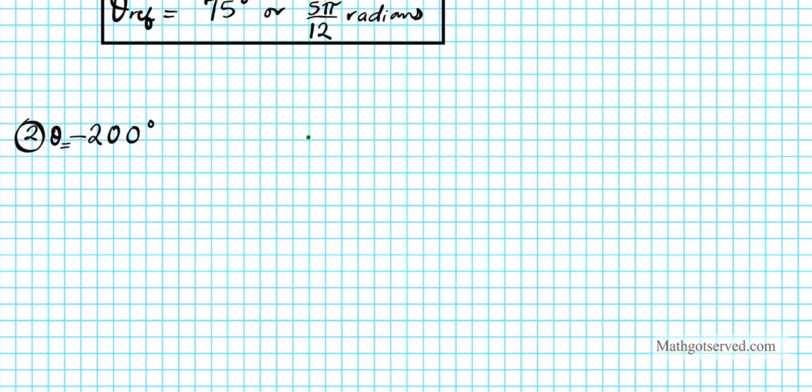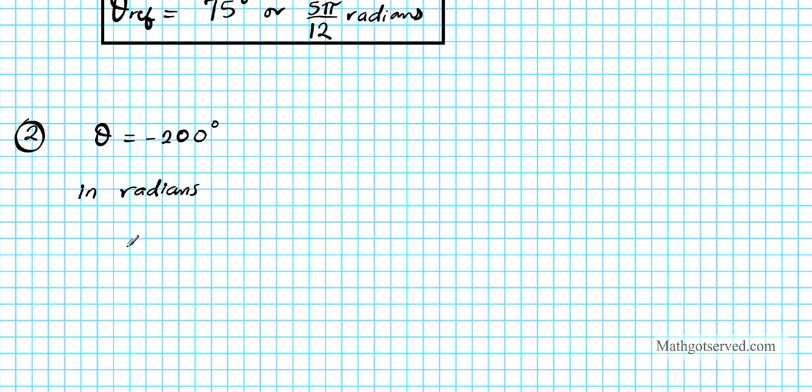I'll write that properly again. So if theta is negative 200 degrees, we're going to express it in degree and radian form. Alright, it's already in degree form, so let's go ahead and express it in radians. So how do you express this in radians? In radians, we're going to multiply negative 200 by a conversion factor.